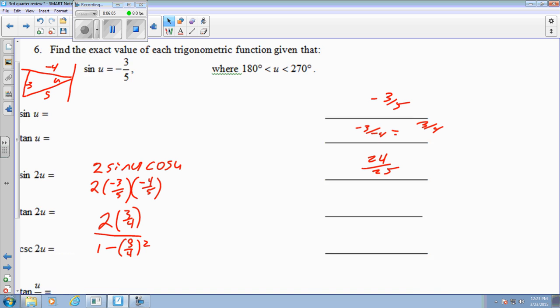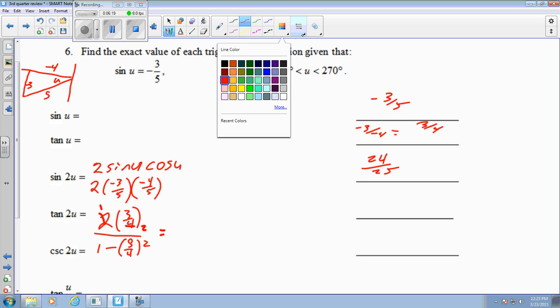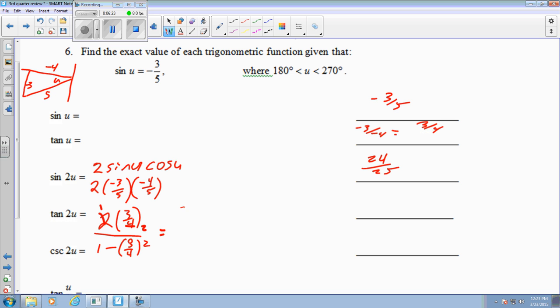Now, if we want to simplify that, we're going to get 2 simplifies with the 4. And on top, I get the 3/2. And then on the bottom, I get 1 minus 9/16. I'm going to write that as 16/16. So 16 minus the 9/16 gives me 7/16. And instead of dividing, I'm going to take 3/2 times the 16/7. And I'm going to simplify a little bit and get 3 times 8 is my 24 over 7.